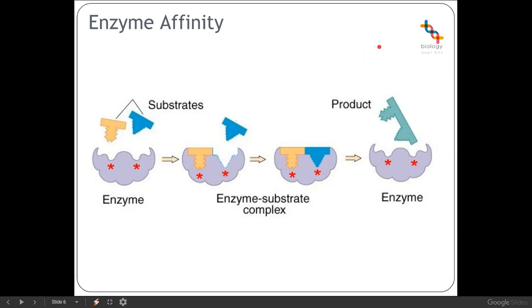That allows the product to get to wherever it needs to be or go and join with the rest of the pathway that it's occurring in, and it also allows the active site of the enzyme to be available for another reaction to happen.